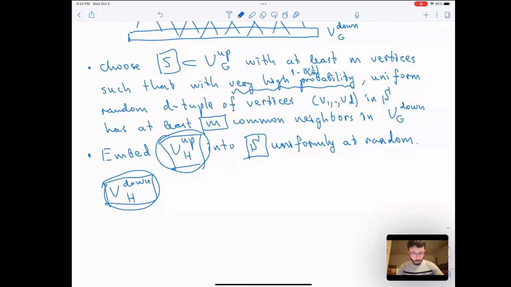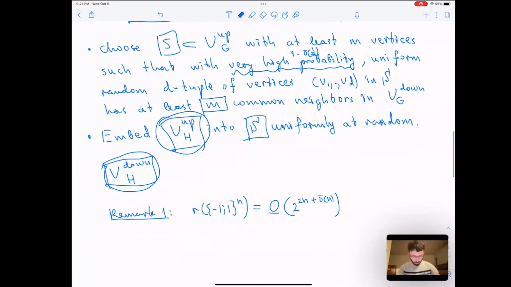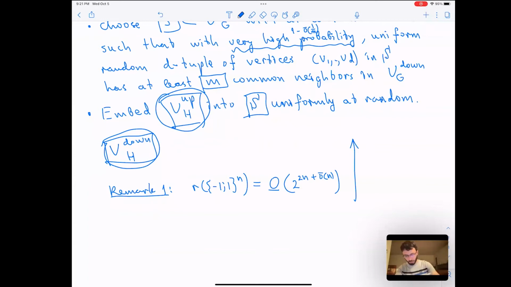But what is important in this procedure is two remarks. So first, remark one. This procedure is sufficient to show that, let me write it for the hypercube specifically, that the Ramsey number of the hypercube is of order 2 to the 2n plus little o of n. So this can be proved using this argument.